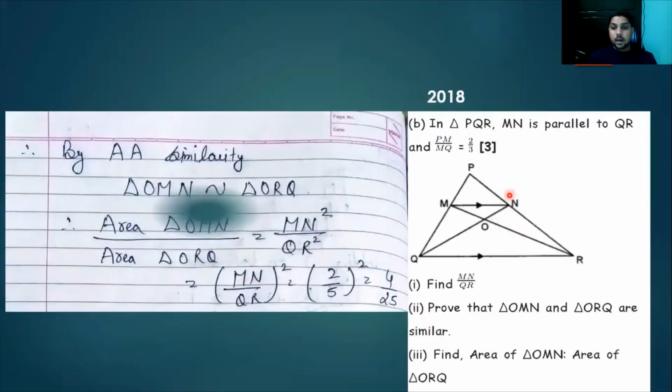Okay. Then the last part, find the area of triangle OMN over area of triangle ORQ. We have to find the ratio of the areas of these two triangles. So we have the formula that the ratio of the areas of the triangles is equal to the square of their corresponding sides. The corresponding side is MN over QR, whose value we already have, that is 2:5 here. So squaring it, we have 4:25, which is the required answer.